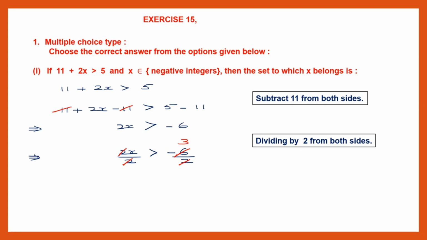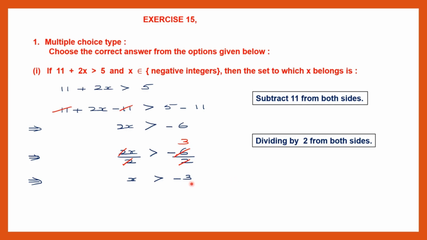So what have I got here? So here I have got x, and x is greater than minus 3. So x is greater than minus 3. That means think of your number line, integers number line. Now here it says negative integers. X is greater than minus 3 and x belongs to negative integers. So think of all the numbers greater than minus 3 on your number line.